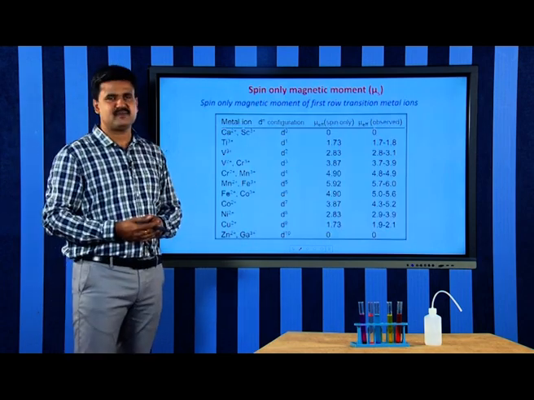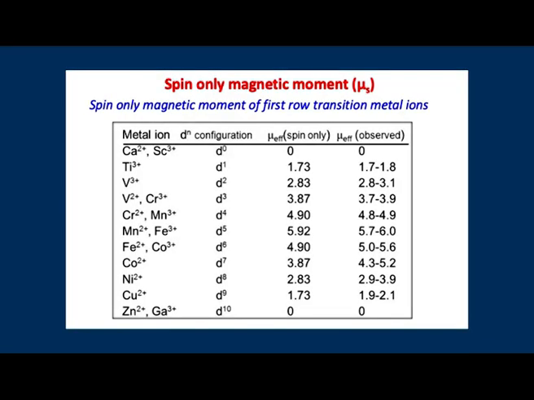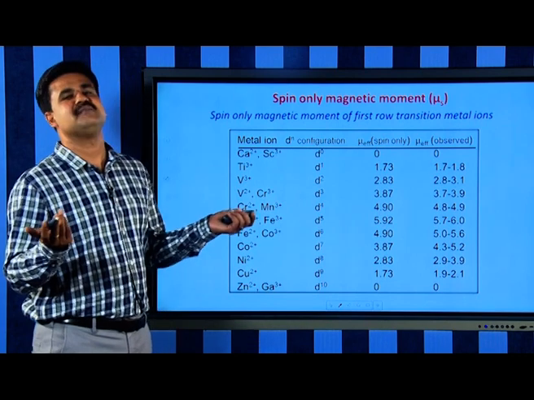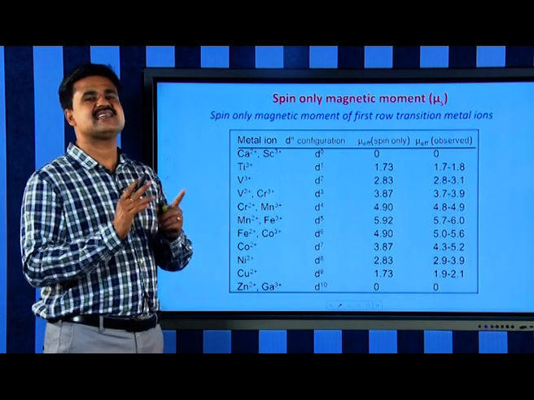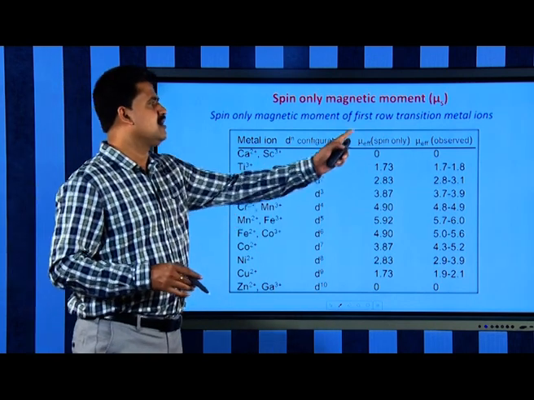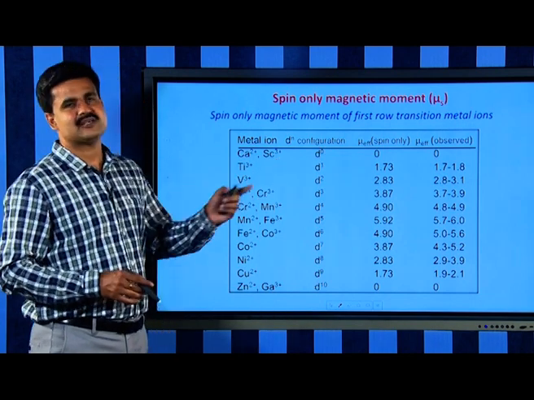The spin only magnetic moment can be computed based on the number of unpaired electrons and also on the oxidation state. For scandium, we learned that the electronic configuration is 3d1 4s2. For scandium 3+, the 4s2 electrons vanish, and the 1 d electron also vanishes. So the configuration is d0. That means there is no unpaired electron at all, and hence scandium 3+ is a diamagnetic species. That is, mu observed is equal to 0 as well as mu spin only is equal to 0.